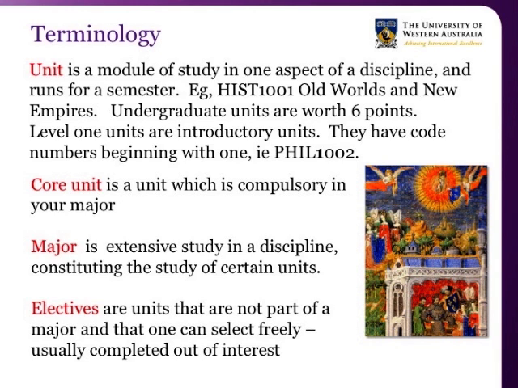A core unit is a unit which is a compulsory part of your major. A major is an extensive study in a discipline constituting the study of a particular group of units. Electives are units that are not part of a major, but can be selected freely. They're usually completed out of interest.